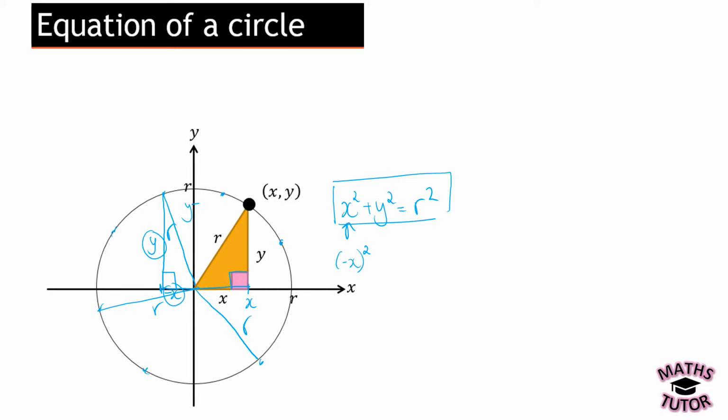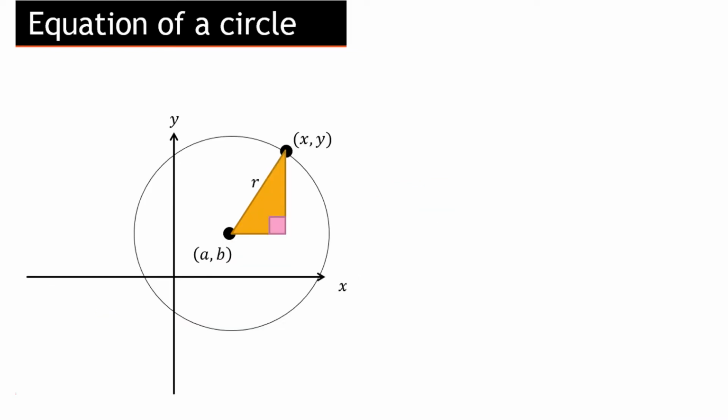So the equation of a circle is that x squared plus y squared is equal to r squared. Now that basic formula applied to all circles that had their centre in the origin. What if the centre is not in the origin and we've got a centre here, (a, b)? Now we're still having points on the circle (x, y).